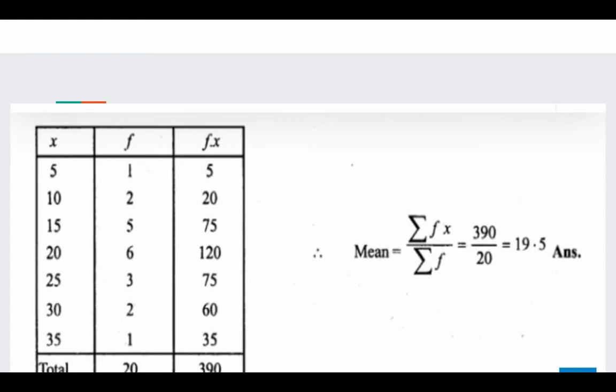Sum of fx upon sum of f. It is actually sum of fi xi upon sum of fi, where i varies. I will take the values 1, 2, 3, 4 and so on. So this is what it is. Divide and we get the answer as 19.5. This was solution number 6.